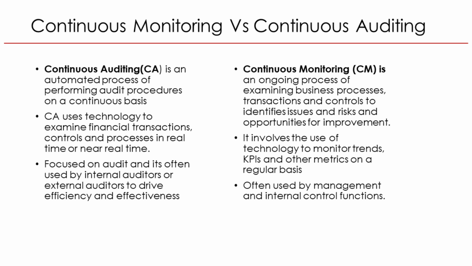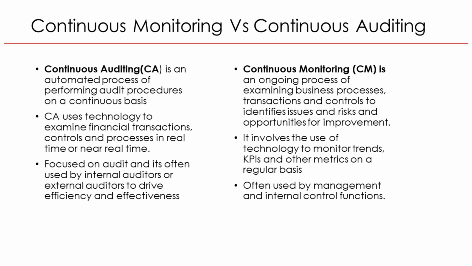Continuous auditing, CA, is the use of technology to perform audit checks automatically and on a regular or real-time basis. Instead of waiting until year-end, auditors use software tools to test transactions, controls, and processes as they happen. This helps detect errors, fraud, or policy violations early, improving audit efficiency and accuracy.